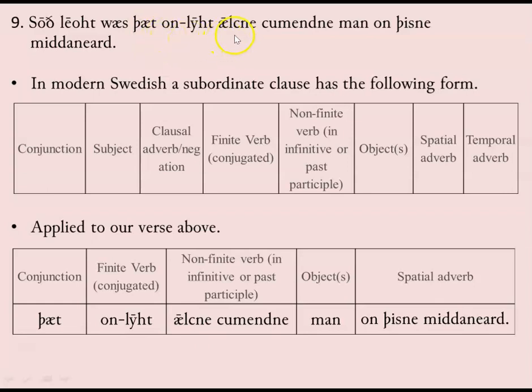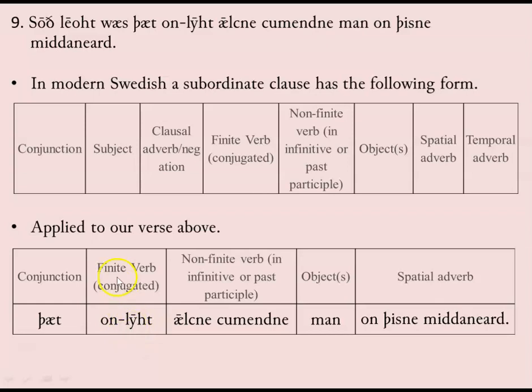Sothlecht was on lucht alkne kommende man on thisne midden erd. Now modern Swedish, a subordinate clause is the following form. It has a conjunction, then a subject, a clausal adverb or negation, finite verb conjugated, non-finite verb in infinitive or past participle, depending on whether it's present or past tense you're talking about, then objects, spatial adverb, temporal adverb, so place, time, manner, and so on. Now, applied to our verse above, we have the conjunction, that, finite verb conjugated, okay, because there's no clausal adverb or negation or subject there.